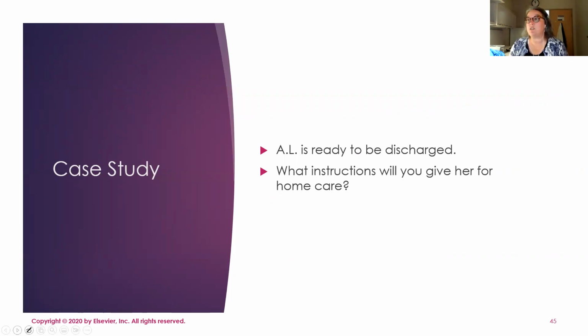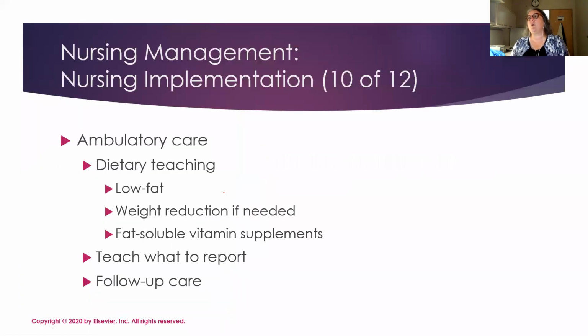The patient's ready to be discharged. What sort of instructions are we going to give her for home care? Okay, so if they're coming through ambulatory care, we're going to do some dietary teaching about low-fat diets, reducing body weight, and fat-soluble vitamin supplements. We're going to be doing a lot of teaching about what to report and follow-up care.